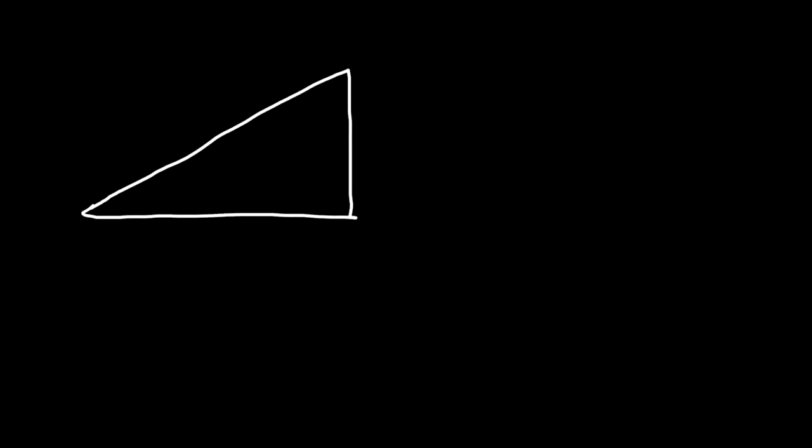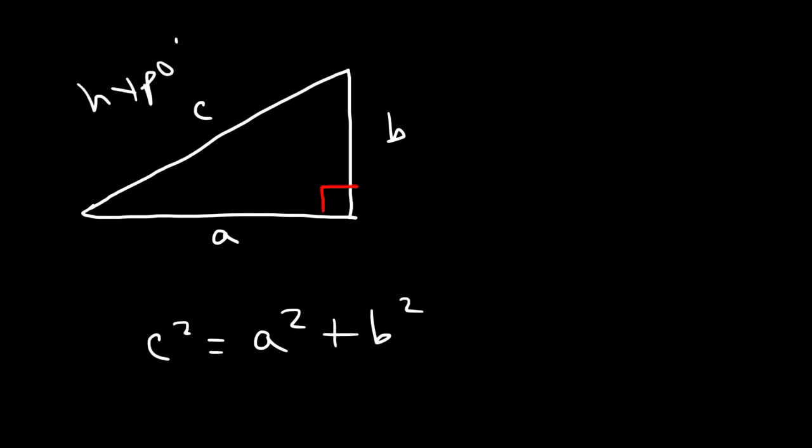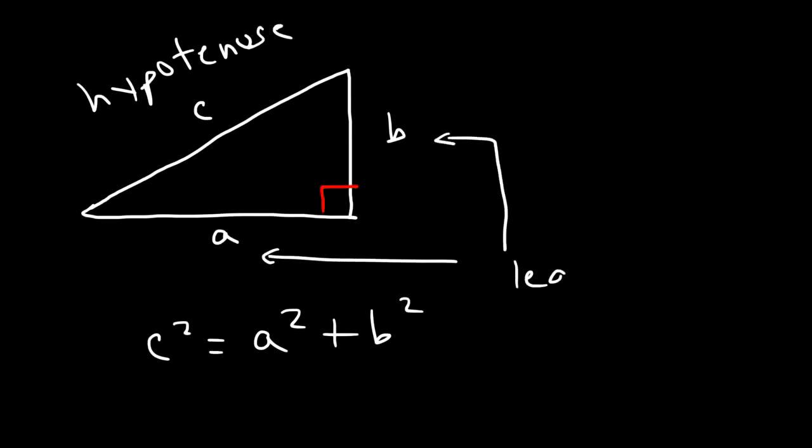So if we have a right triangle, and this side is called A, B, and the hypotenuse is C, then the formula is C squared is equal to A squared plus B squared. C is the hypotenuse, it's the longest of the three sides, and A and B are known as the legs of the right triangle.